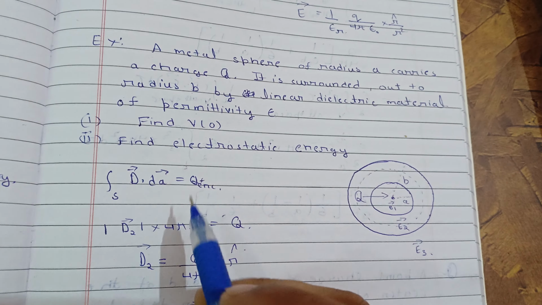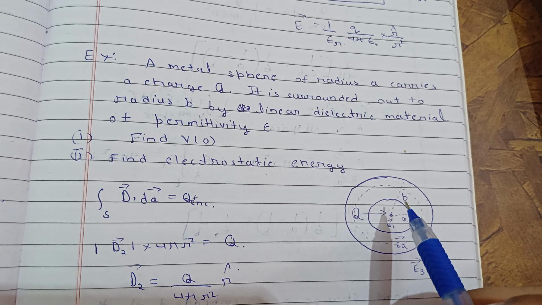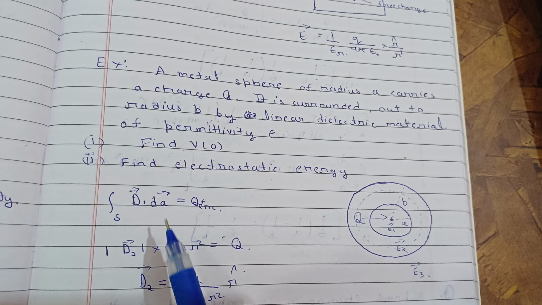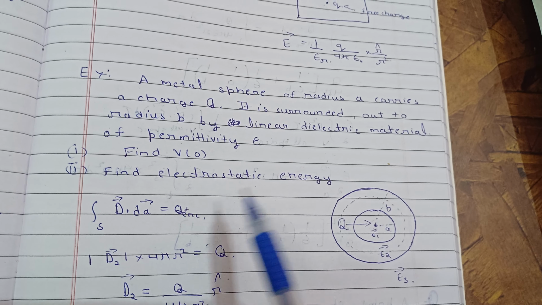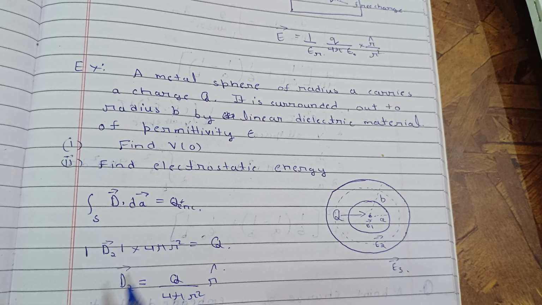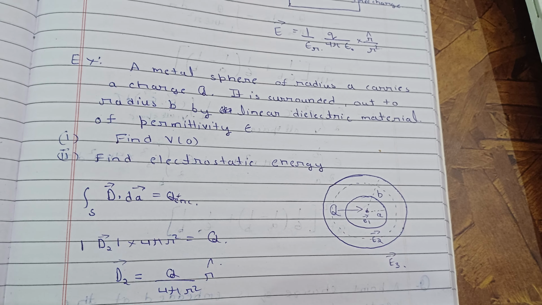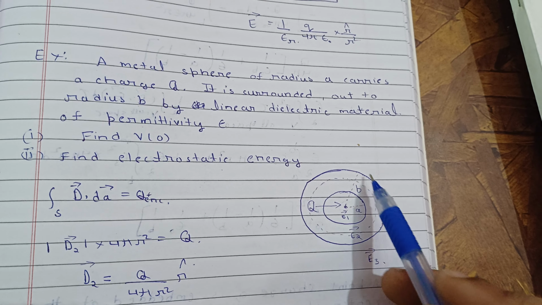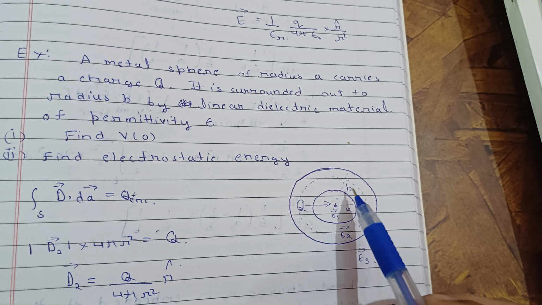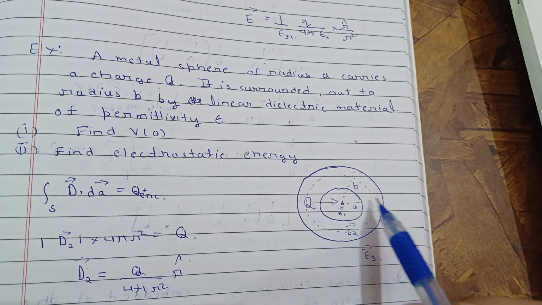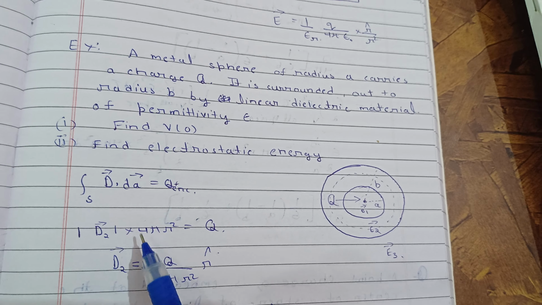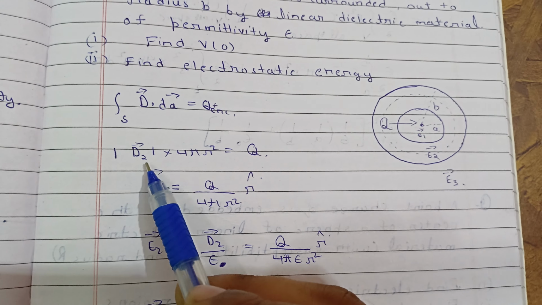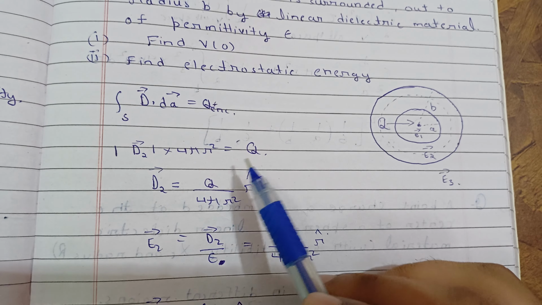So first, this is a symmetrical structure. So this means the integral of D dot dA depends on the free charge only, and this equation will be valid. Now first find D. First we need to find D, then we can find the electric field, and then the potential. So D multiplied by 4 pi r square will give you the total charge enclosed. Let's consider a sphere here of radius r. Then D times 4 pi r square is equal to the total free charge.